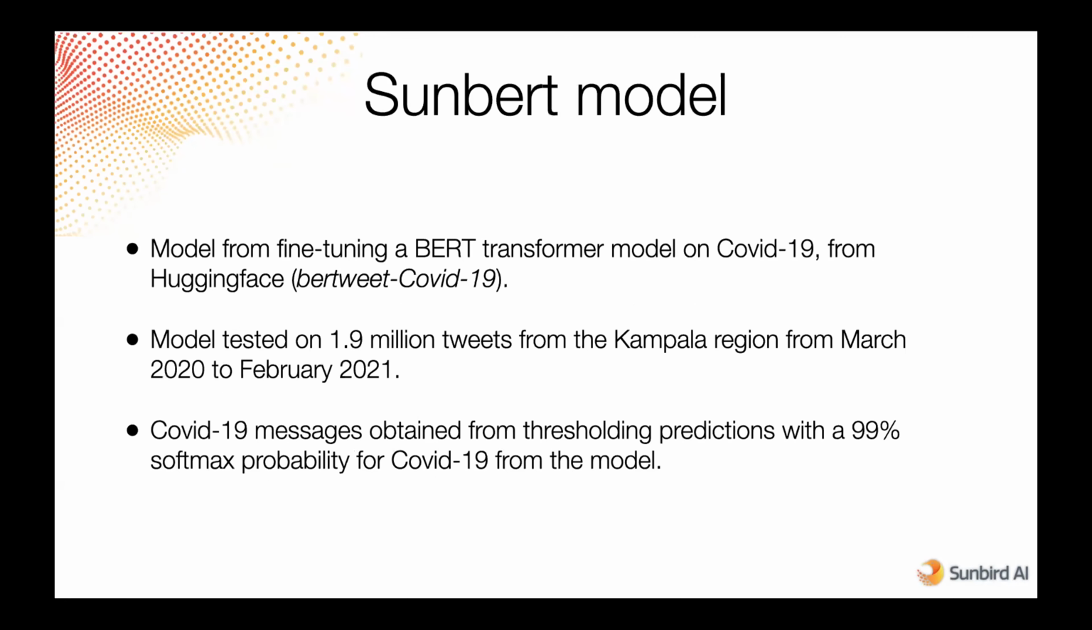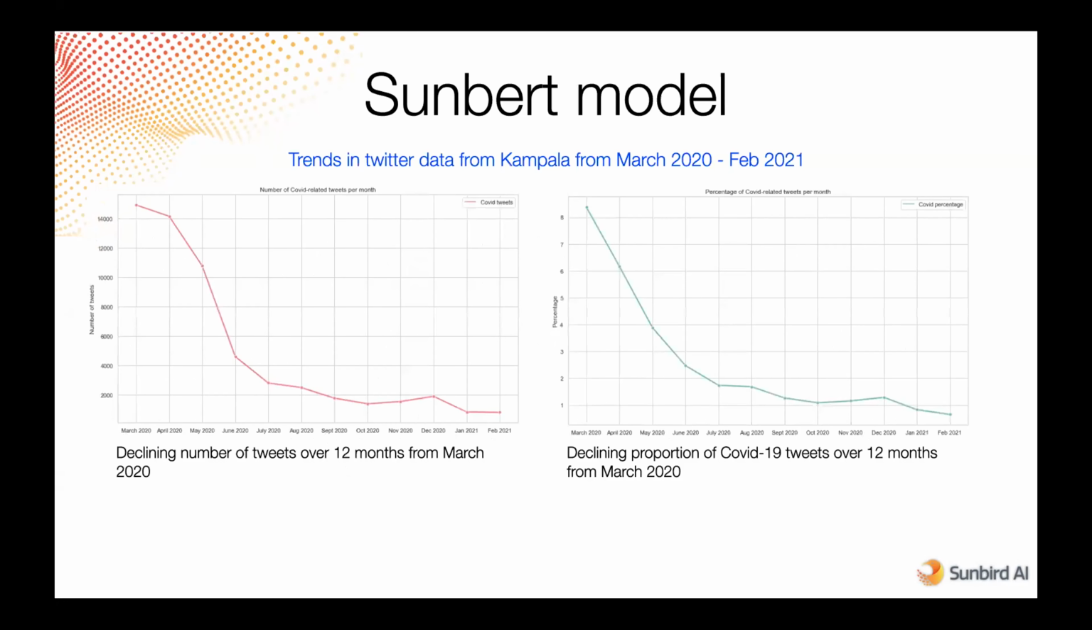So it's a fine-tuned transformer model based off of the Hugging Face COVID-19 model. We fine-tuned it with the data we had for Ugandan COVID tweets, Ugandan Twitter data. And so we tested it on about 2 million tweets for the region from March to Feb. And we had pretty good results.